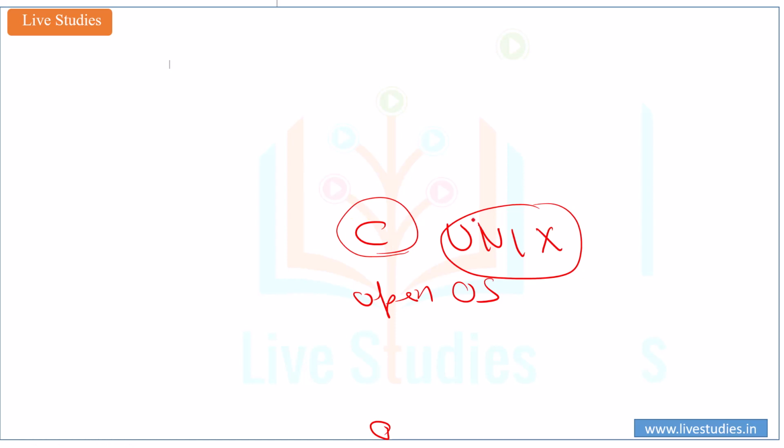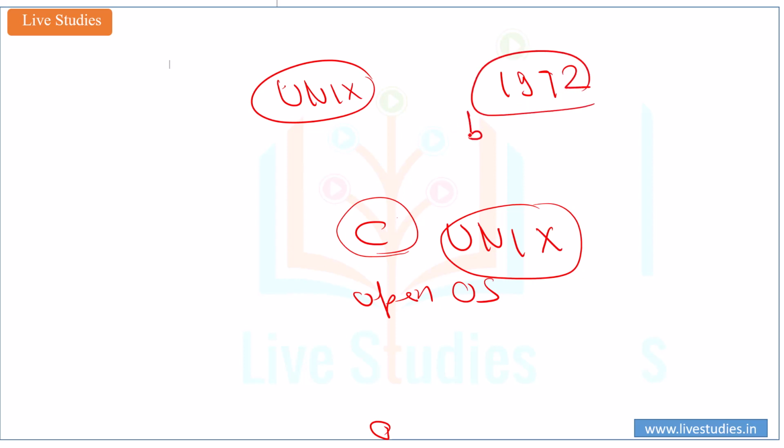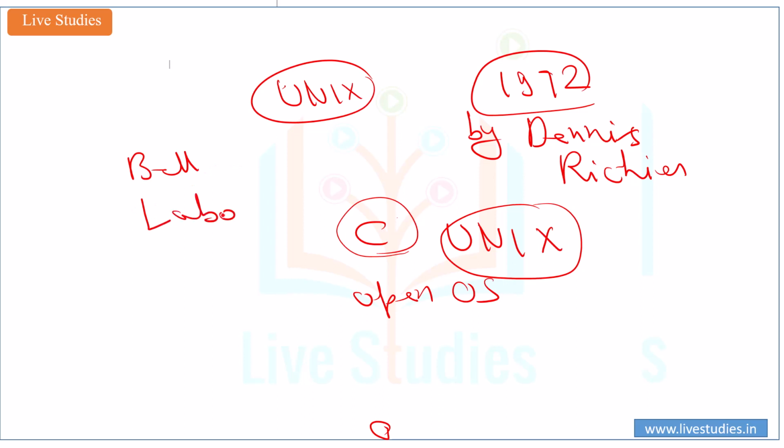There are some points I remember: Unix, developed in 1972 by Dennis Richard. In which laboratory? Bell Laboratories.